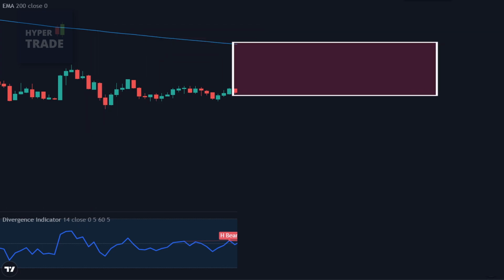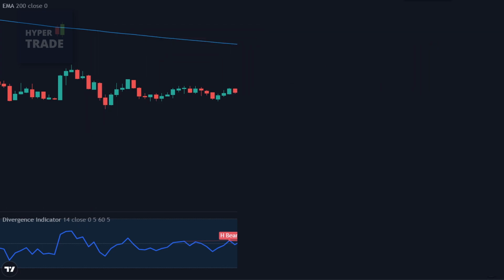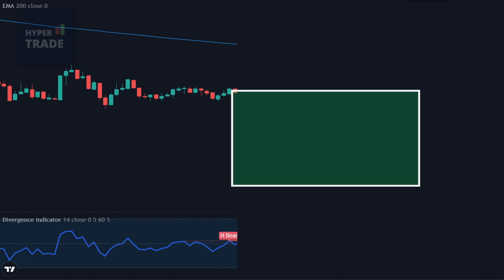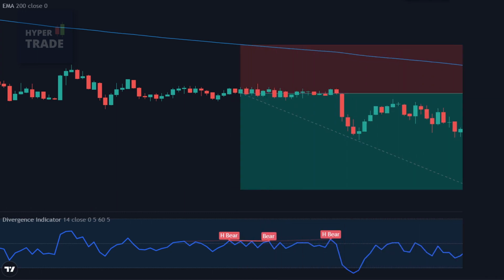Set the stop loss above here, then set the take profit 2 times below the stop loss. So, it's time to see how this trade performs. It turns out to be a profitable trade. I know that one trade is not enough to show the profitability of this strategy. Let's get into our next short trade.